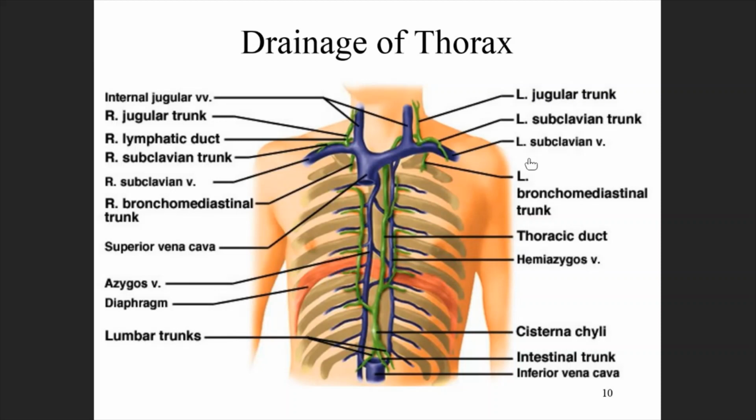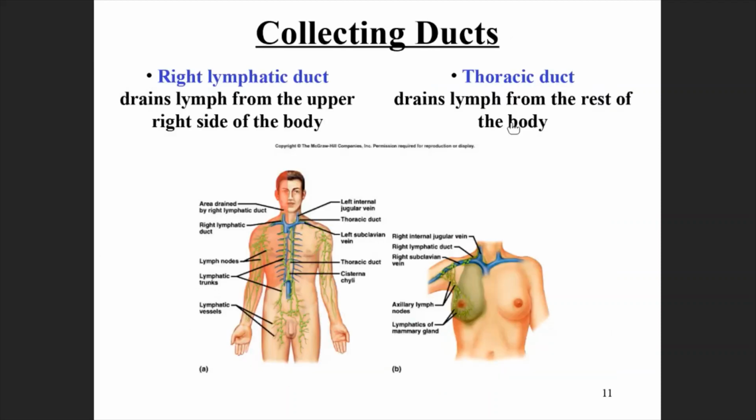All right, so this shows you a nice comparison between two different ducts. You can see this highlighted region here. All of that drains into the right lymphatic duct, whereas the rest of the body, the right leg, the left arm, all drains into the thoracic duct. You can see here, all right?